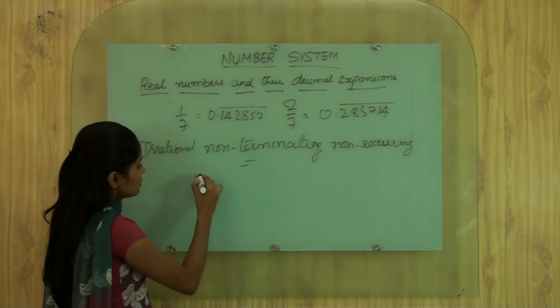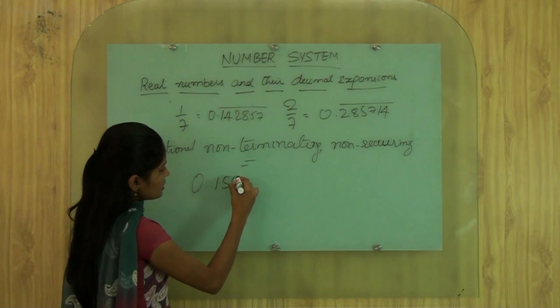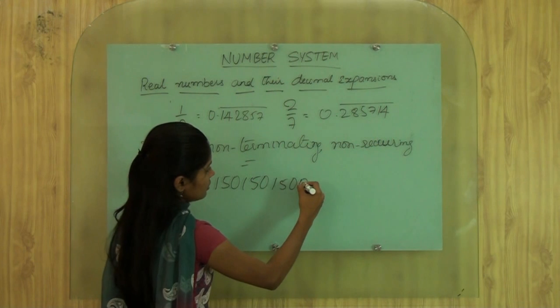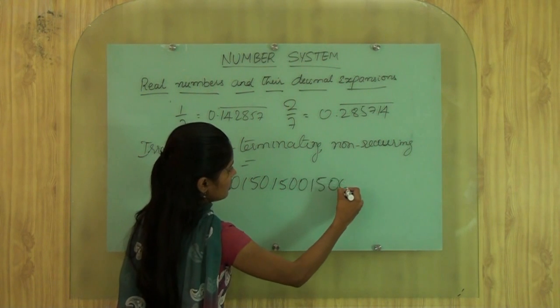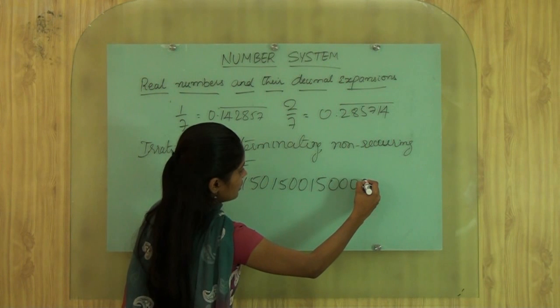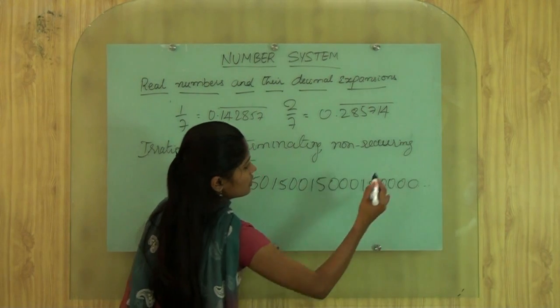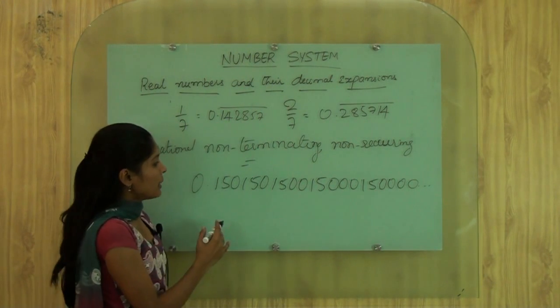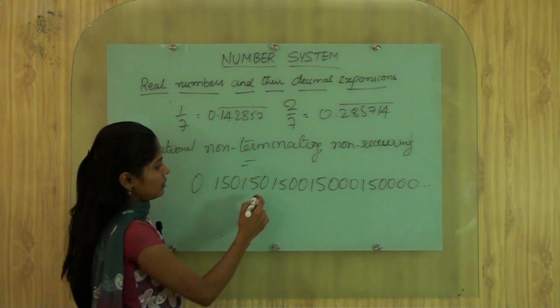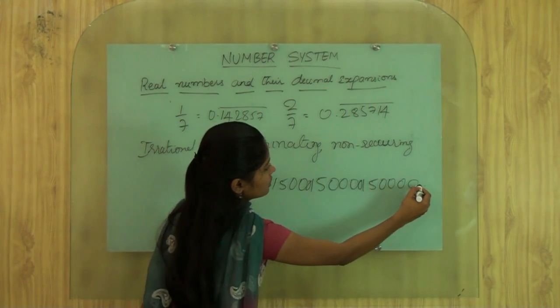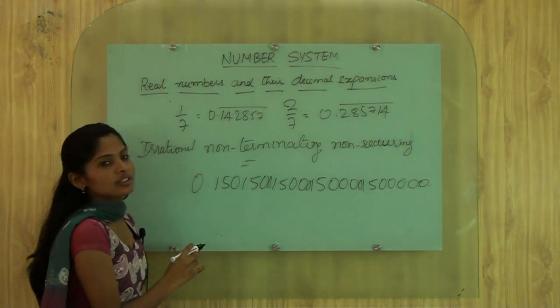One such number is 0.150, 150, 150, 150, then 150. This goes on, but you can see that the value is not repeating. Sorry, here 2 zeros, and here 3, 4, 1 more. The value doesn't repeat.